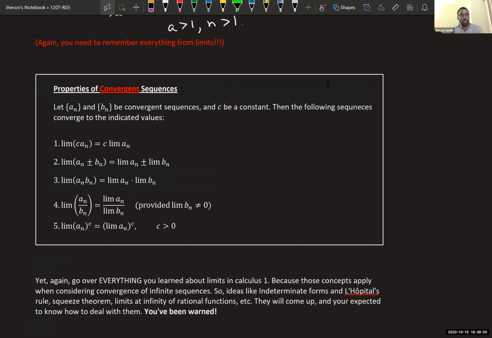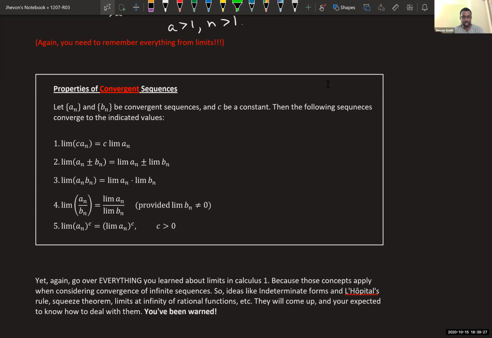However, if your sequence converges to a finite real number, this list of items will always be the case. In other words, you can factor numbers out of your limits. You can distribute limits across sums. You can distribute the limit across products. You can distribute limits across divisions as long as the bottom sequence doesn't go to zero. And you can move limits inside of powers. Right? So again, that kind of reminds you of your limit properties, but I just want you to know that those properties still work here. That's very important that you know that.